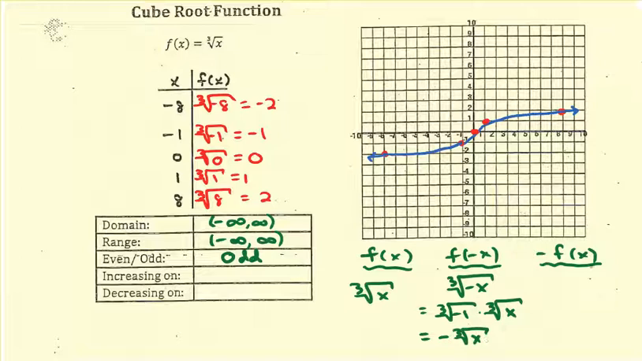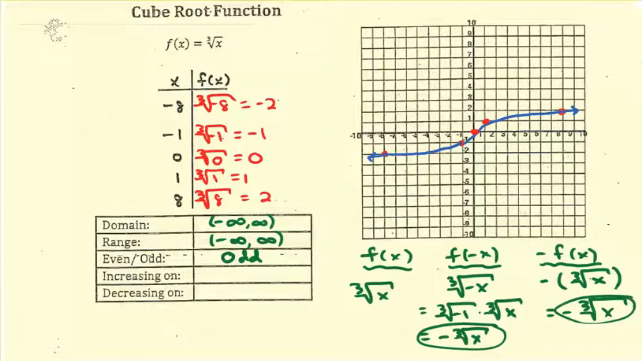Now, negative f of x requires that we take negative 1 and multiply it by the original function expression. So we'd take negative 1 and multiply it by the cube root of x, thereby giving us negative cube root of x. And you can see that f of negative x's expression is equal to negative f of x's expression. And for that reason, this would be an odd function. So that's the analytic way of showing that.